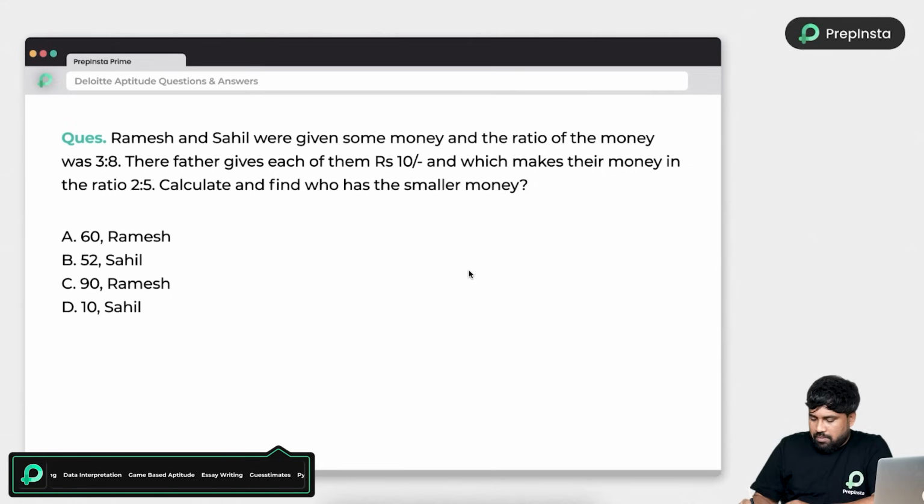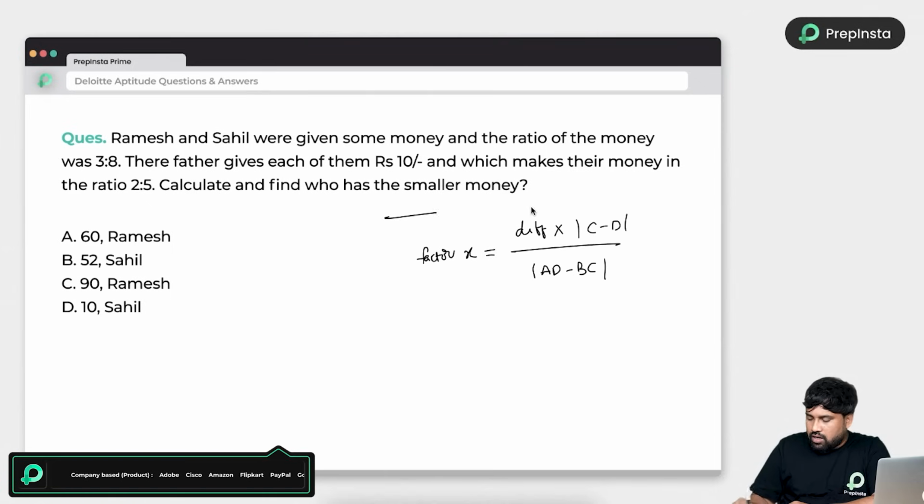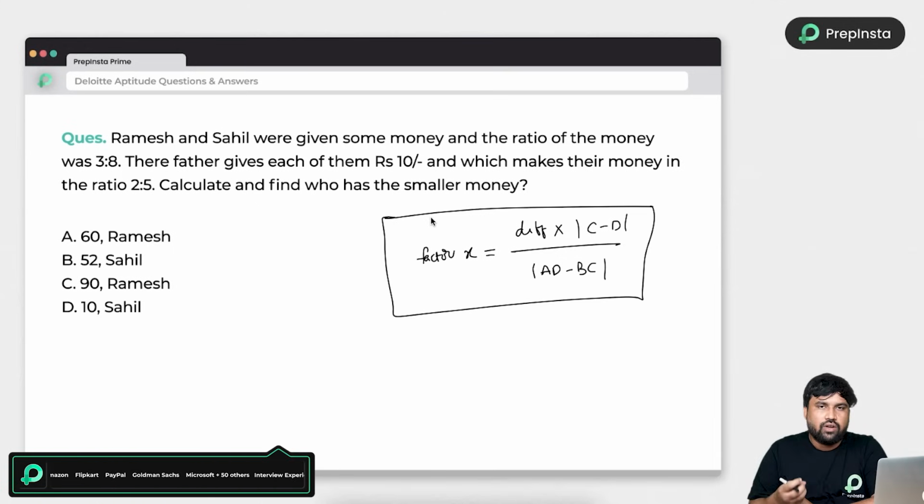Simple. Always remember, when you have this, the x factor, x is equal to the formula: simply the difference into modulus of c minus d divided by modulus of ad minus bc. So in order to remember this formula, you need to work a bit. Why? Because while learning, you can practice so much time. But in the exam, you have to do it within seconds, right?